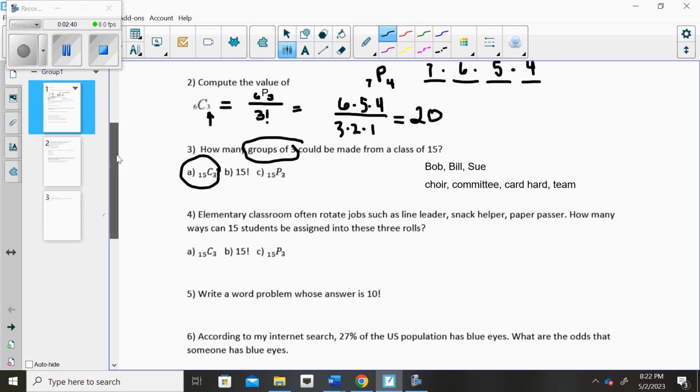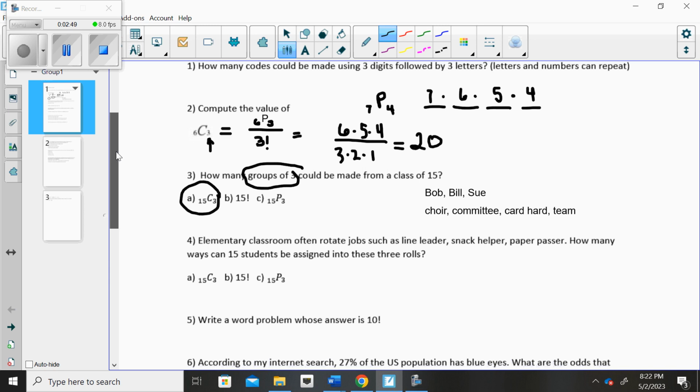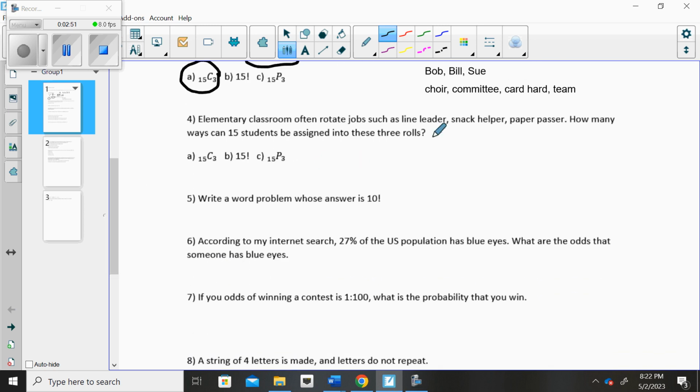If order does matter, then you're putting students into different arrangements of seats, like we were up here, or you've got a school play and there are different roles. How many ways could you assign students to different roles? If I have Bob, Bill, Sue, they're all one group, but then if Bob's line leader, Bill is snack helper, Sue is paper passer, I would get something different if I said, Bob will be snack helper, Bill will be paper passer, Sue will be line leader. That's a different assignment.